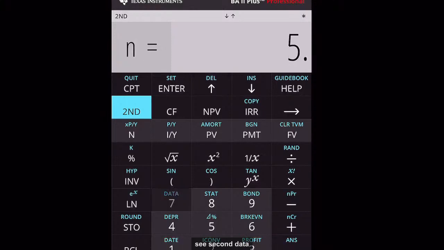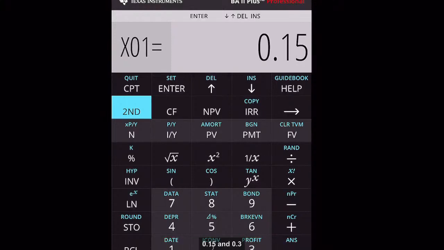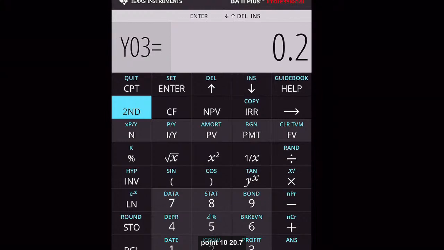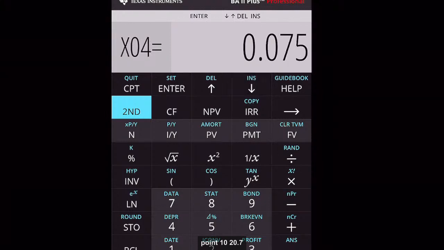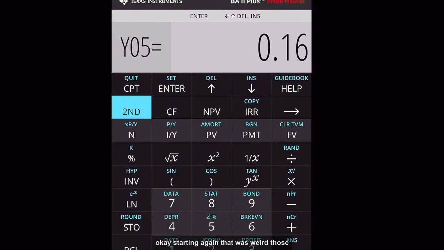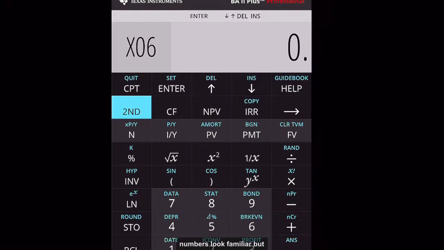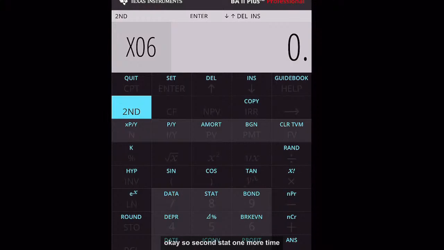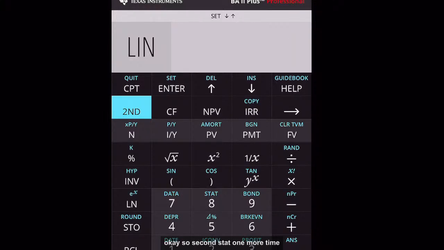Let's go see. Second data, 0.15 and 0.3. Oh, that's why. 0.3. Yeah, that was weird. And then 0.09, 18, 0.10, 20, 0.075, 0.15. Okay, starting again. Those numbers look familiar, but I messed up with the y. That's when I start seeing the problem. Okay, so second stat. One more time.